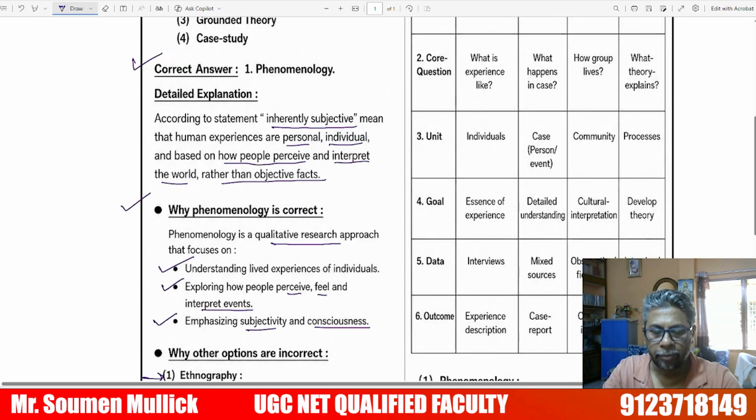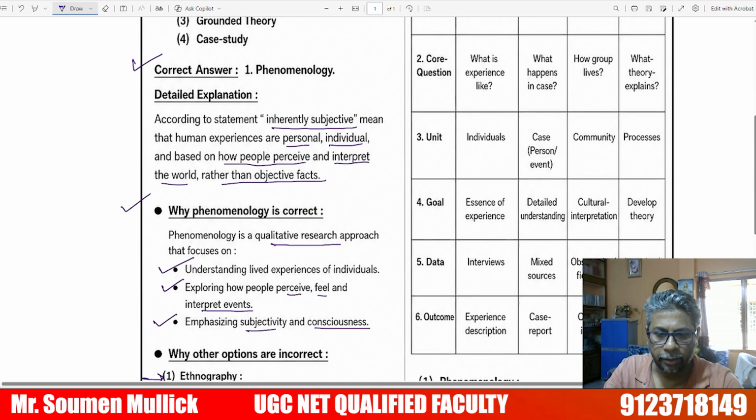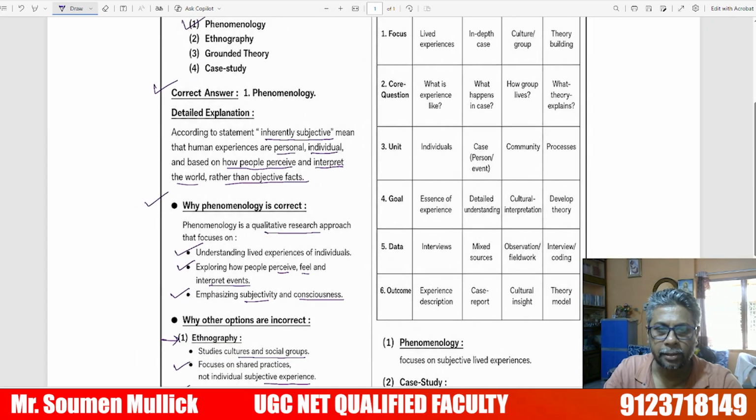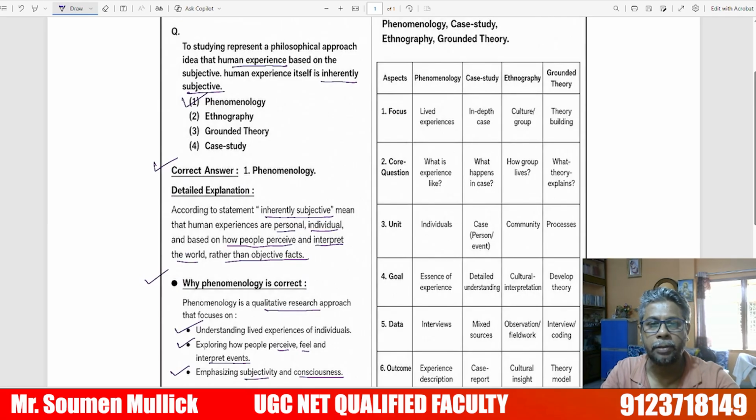Data. In the case of phenomenology, data should be based on interviews. In the case of case study, data is collected through mixed sources. In the case of ethnography, data is collected through observation and fieldwork. In the case of grounded theory, data is collected through interviews and coding.